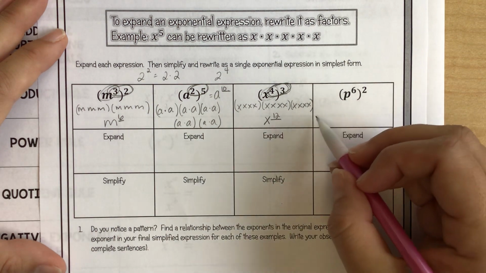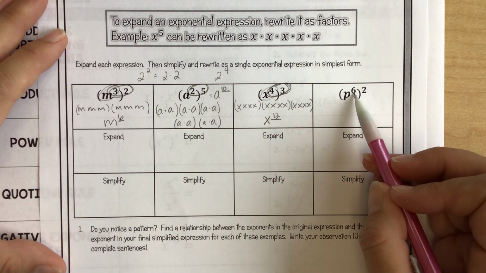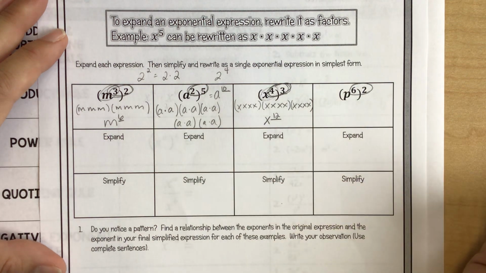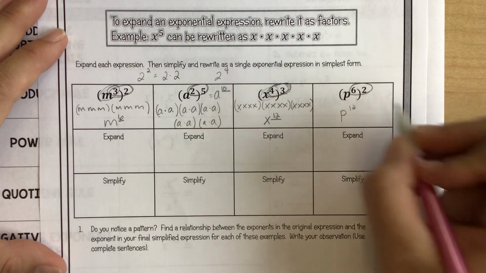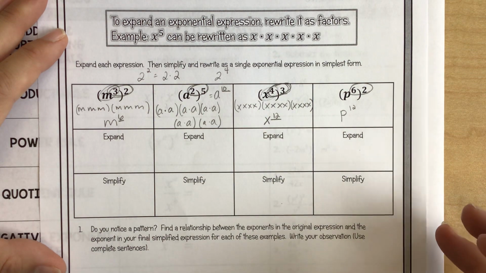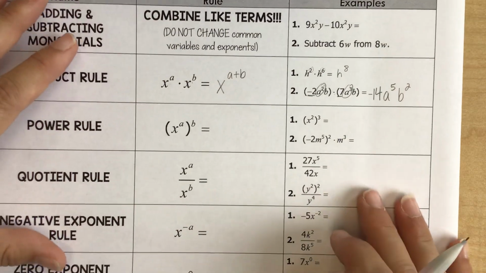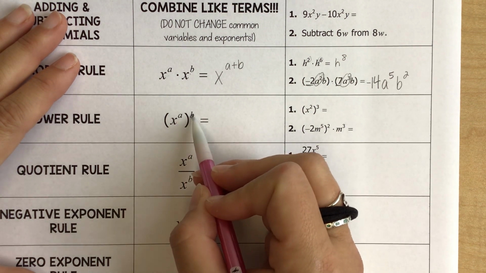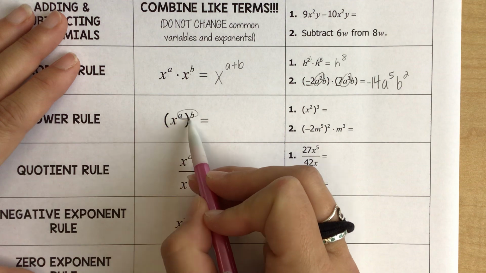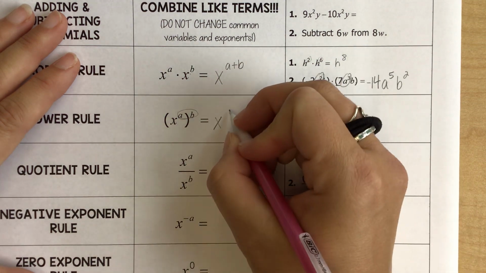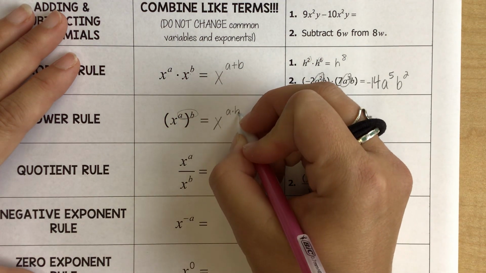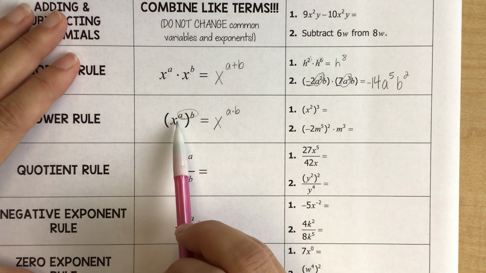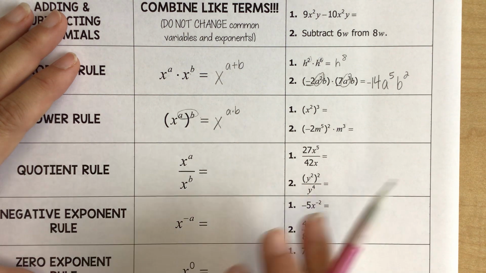So here, without having to write it out, p to the 6 raised to the 2nd, I'm taking these two numbers and I multiply them together and I get p to the 12th. All right, so when you take a power to a power, you are going to multiply. So here I have x to the a raised to the b. I'm going to take these two right here and I'm going to multiply them. So this would be x raised to the a times b. So you're just multiplying this. So you just multiply exponents, power to a power, we multiply.